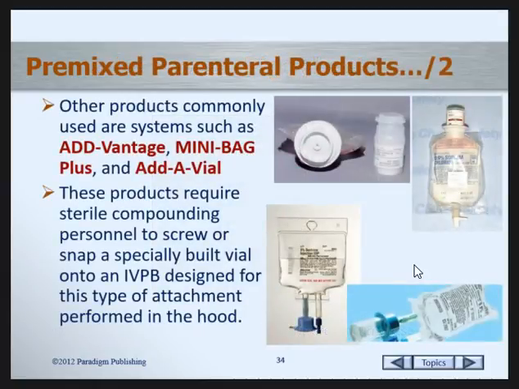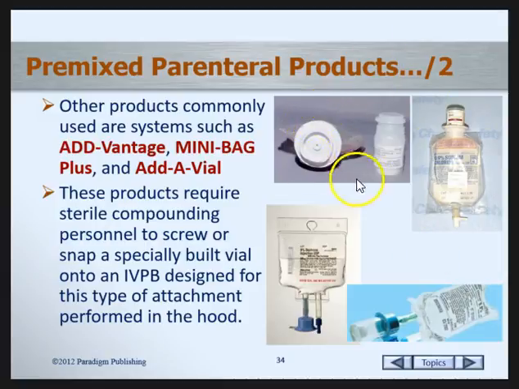Other types of premixed parenteral products. We have items that are called Advantage, Mini Bag Plus, or Add a Vial preparations. These products require sterile compounding personnel to screw or snap a specially built vial onto the IV piggyback designed for this type of attachment, and this is performed in the hood.